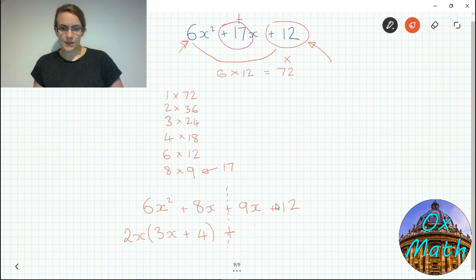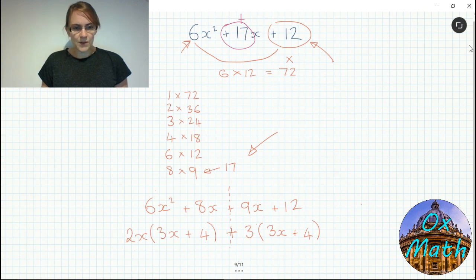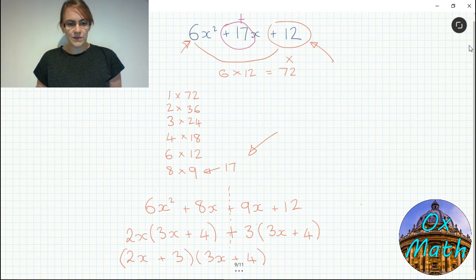Plus 9x and 12, what can we take out of both of those? 3, and that would leave us with 3x plus 4. So you should notice that both brackets in both halves of the equation are the same. If that doesn't happen, you've either got your numbers wrong up here or you haven't factorised fully. So double check it, but that should always happen. Because what this tells us now is that we have 2x lots of our brackets plus 3 more lots of our brackets. So in total we've got 2x plus 3 lots of 3x plus 4. So this is our answer in factorised form, 2x plus 3 times 3x plus 4.